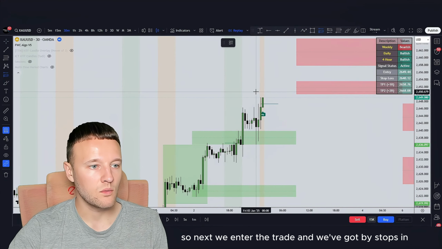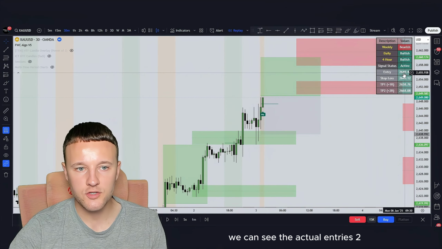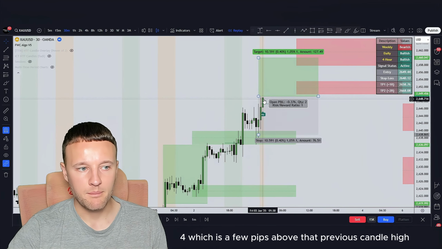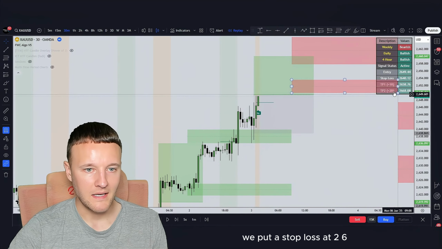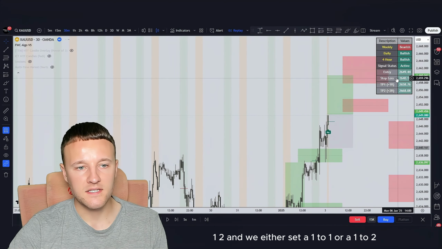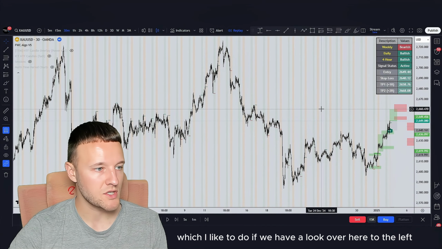So next, we enter the trade and we put buy stops in. We can see the actual entry is 264944, which is a few pips above that previous candle high. We put our stop loss at 264012, and we either set a 1-to-1 or a 1-to-2, but we can also target a level of structure as well, which I like to do.